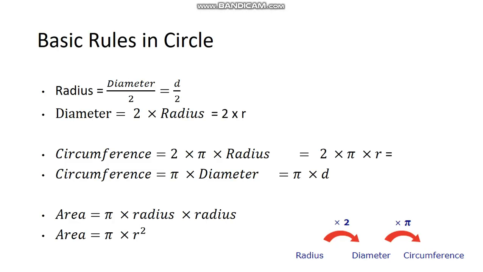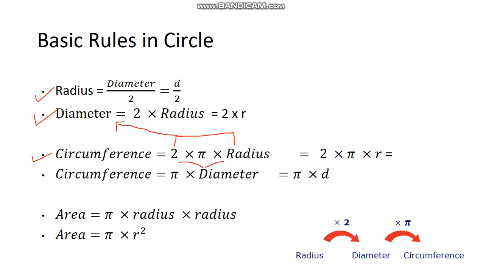These are the basic rules connected to the circle. Radius is diameter divided by 2. Diameter is 2 multiplied by radius. Circumference is 2 multiplied by pi multiplied by radius. As we know, 2 multiplied by radius is the answer for what? Diameter. As it is the answer for diameter, we can replace that 2 times radius in the rule with diameter.